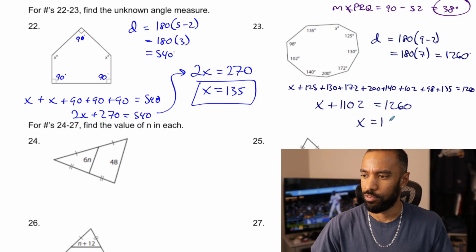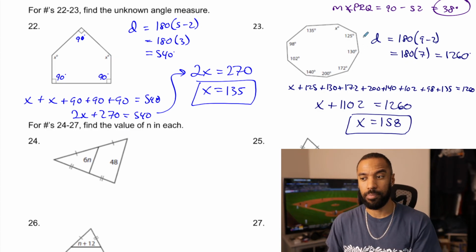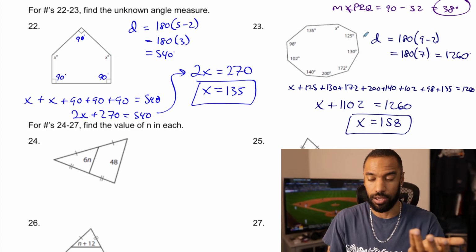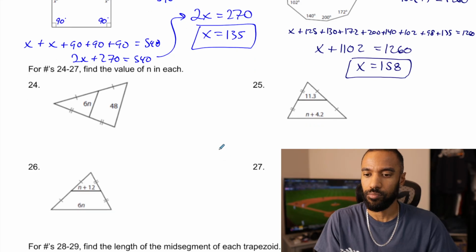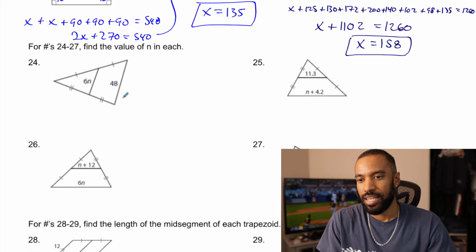158 degrees for that one. There you go. So you get the interior angle sum of the 9-sided shape, and then you add all the angles to that interior angle sum, and then find your measure. Okay, last few. We have this, find the value of n in each right here.